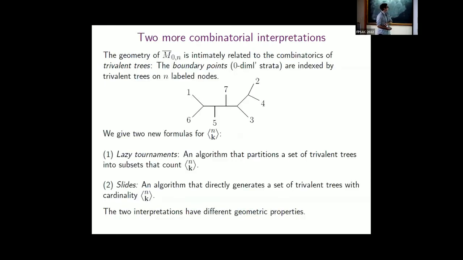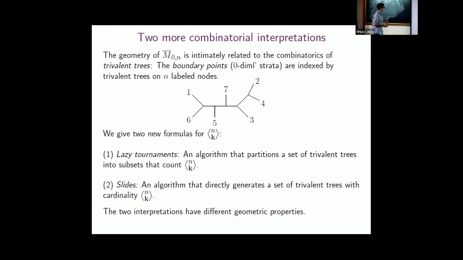So what I'd like to tell you about are two new combinatorial interpretations of these numbers. And parking functions are great. I think we love them in this community. But what we wanted to do was to find something a little bit more geometrically motivated that matches the geometry of this moduli space, which I haven't defined yet. I'll talk more about this, but there are special points in the moduli space that are indexed by trivalent trees, so leaf labeled trees where every internal vertex has degree 3.